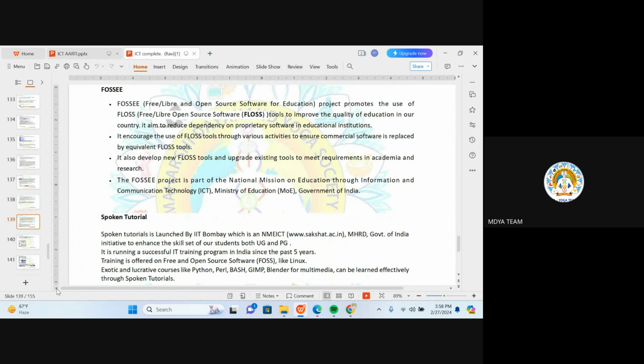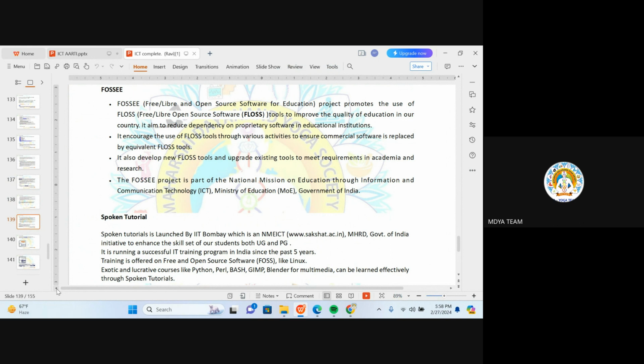FOSS, as we discussed in the software types, is a free, libre and open source software. The software is free of cost and is also open source, which means you have the source code of that software, in this case educational software.